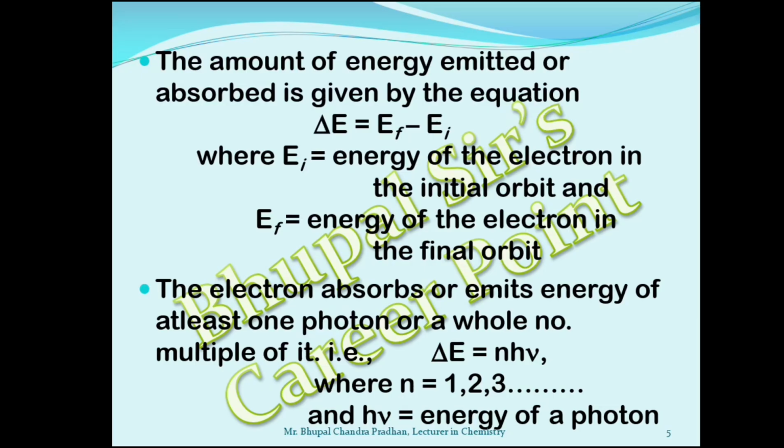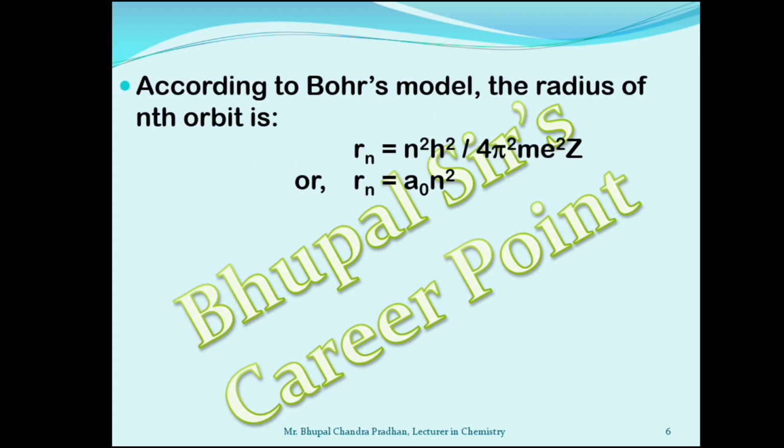The electron absorbs or emits energy of at least one photon or a whole number multiple of it. The energy of the photon is h nu. So delta E is equal to n h nu, where n is equal to 1, 2, 3 and so on, and h nu is the energy of the photon.